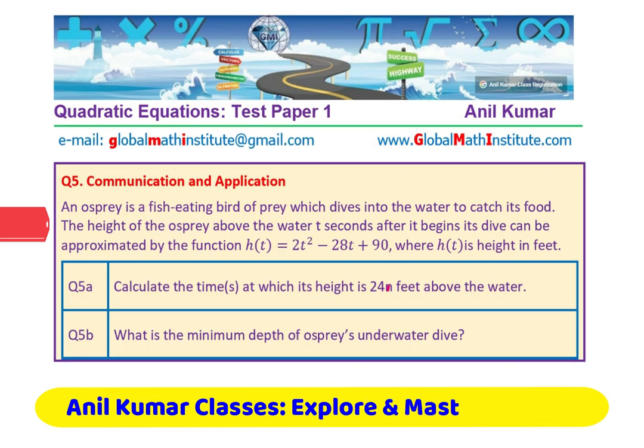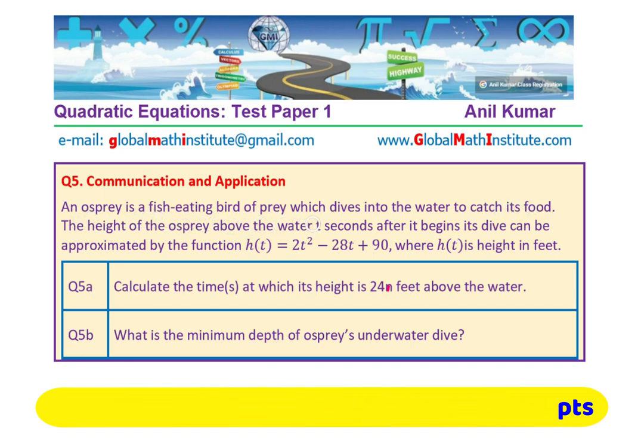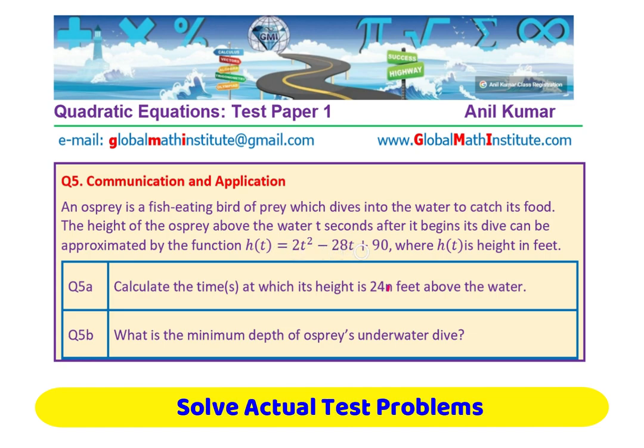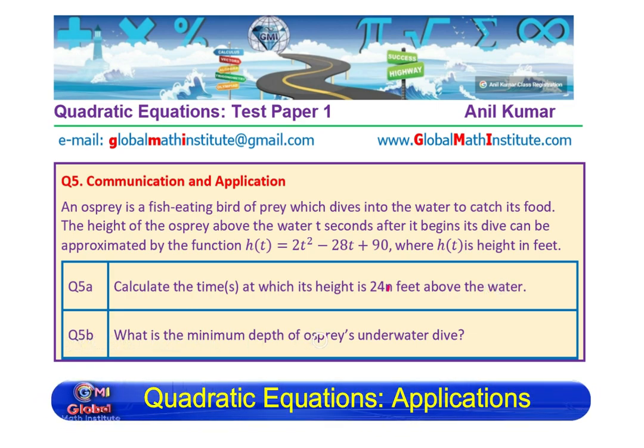Here is the problem. An osprey is a fish-eating bird of prey which dives into the water to catch its food. The height of the osprey above the water t seconds after it begins its dive can be approximated by the function h of t equals 2t squared minus 28t plus 90, where h of t is height in feet. Part A of the question is, calculate the times at which its height is 24 feet above the water. Part B is, what is the minimum depth of the osprey's underwater dive?